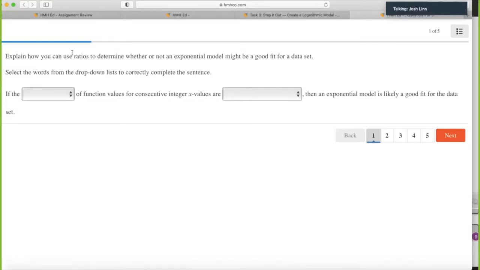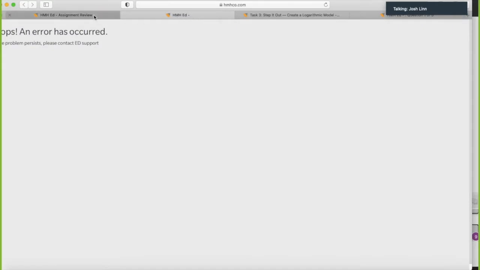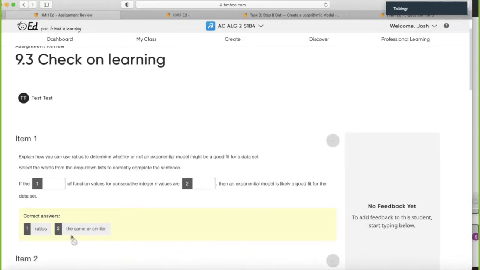So, it starts off, explain how you can use ratios to determine whether or not an exponential model might be a good fit for a data set. If the ratios, because remember we took ratios earlier, of the function values for consecutive integer x values are the same or similar, then an exponential model is likely a good fit for the data set. Ratios, the same or similar.